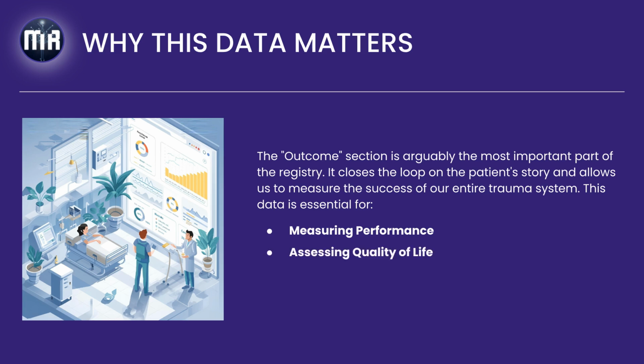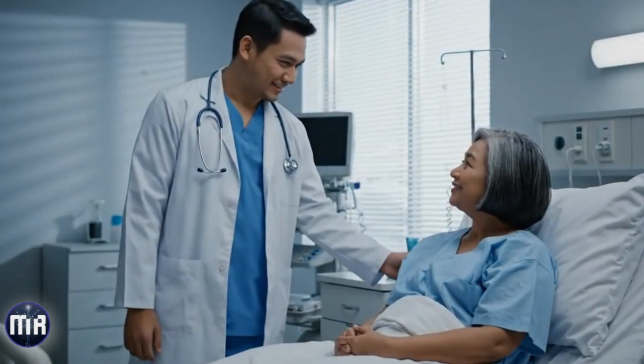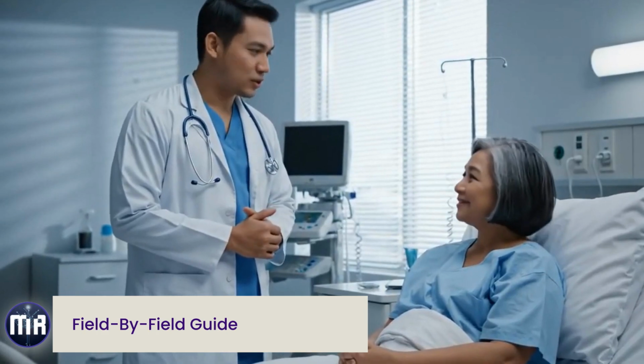Second, for assessing quality of life. Functional outcome scores, like the Glasgow Outcome Scale or GOS, help us understand the long-term impact of injuries and the effectiveness of our care in preserving a patient's independence and quality of life. And third, for completing the audit loop. In the Donovan model, this section represents the outcome. By comparing the actual outcome to the predicted outcome, which was calculated from previous sections, we can identify areas of excellence and opportunities for improvement. This is the core function of a clinical quality registry. Now, let's walk through each field in Section 7.